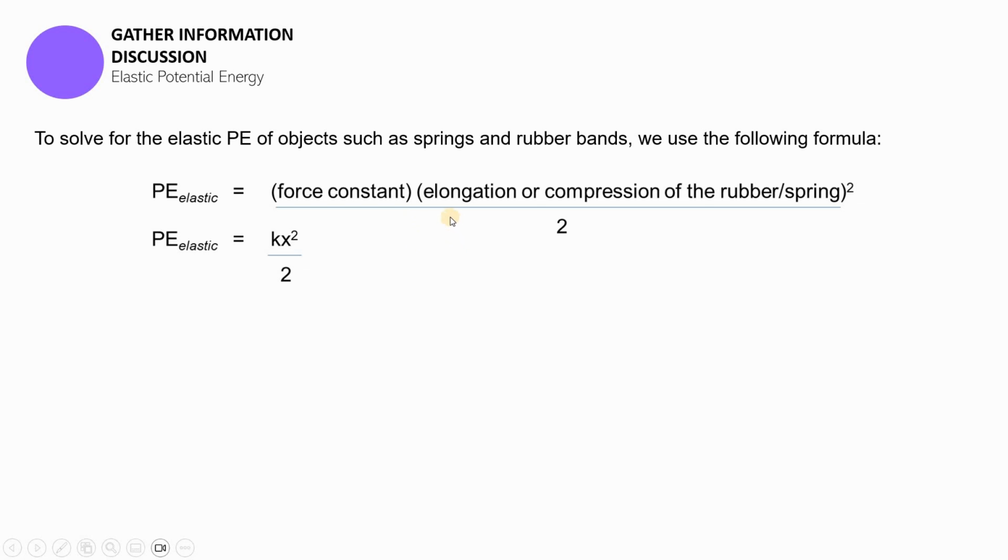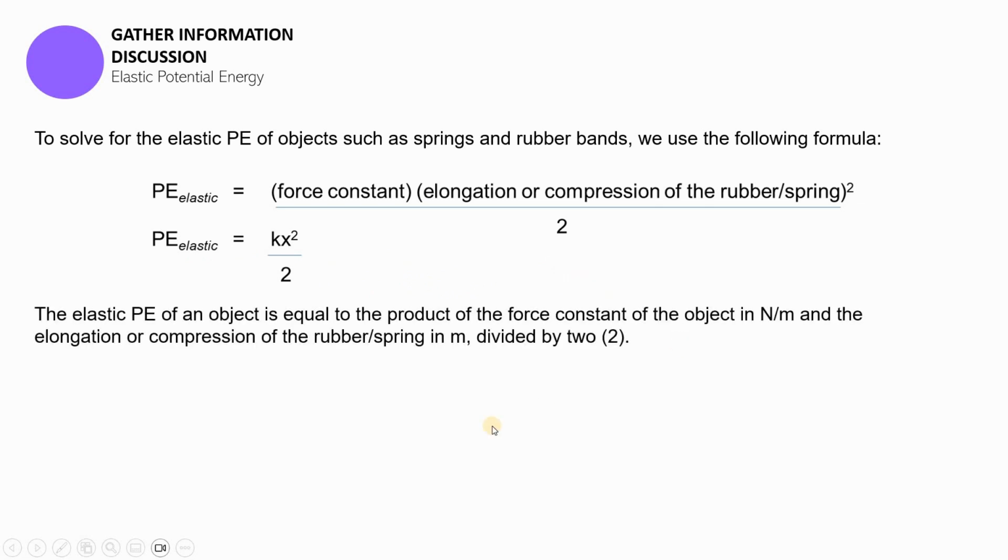Okay, and then it is multiplied by the elongation or compression of the rubber band or string, and this is expressed in meters. Then you're going to square that. It's the square that you're going to multiply by the force constant, and then you divide that by 2. Now in symbols, it's PE elastic, or PE small letter e, equal to kx squared divided by 2. The elastic potential energy of an object is equal to the product of the force constant of the object in Newton over meter.